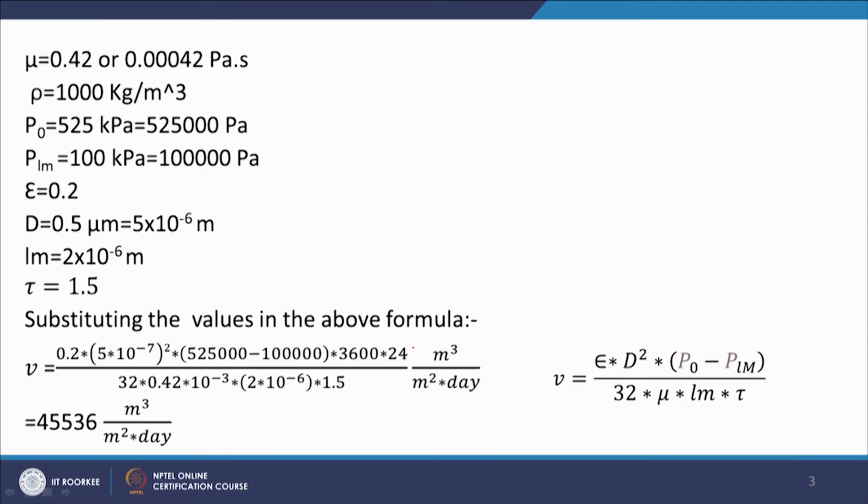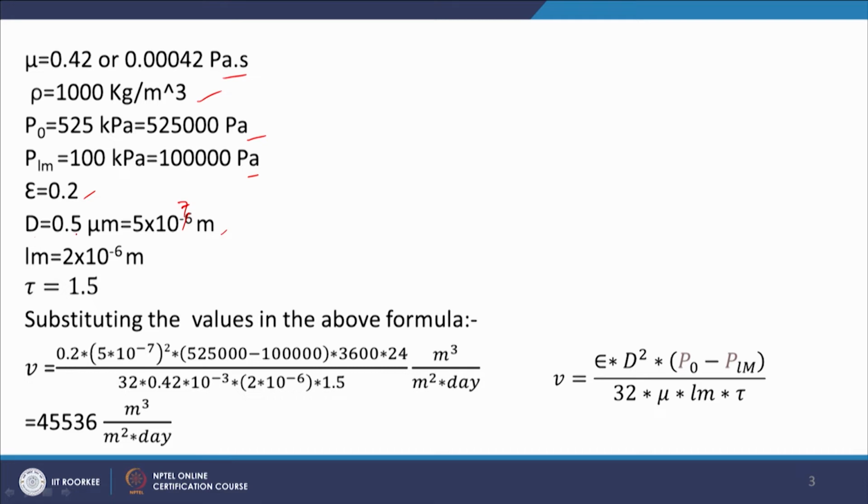So, in this case mu is given as 0.00042 Pascal second, rho is given as 1000 kg per meter cube, and P O is 525 kilopascal, that is 525,000 Pascal, and P L M, the other side pressure, is 100 kPa, that is 100,000 Pascal. Epsilon is 0.2, that is the porosity given, and diameter is equal to 0.5 micrometer, diameter of the pore. So, that is equal to 5 into 10 to the minus 6 meter. This will be 10 to the power minus 7, not 6.